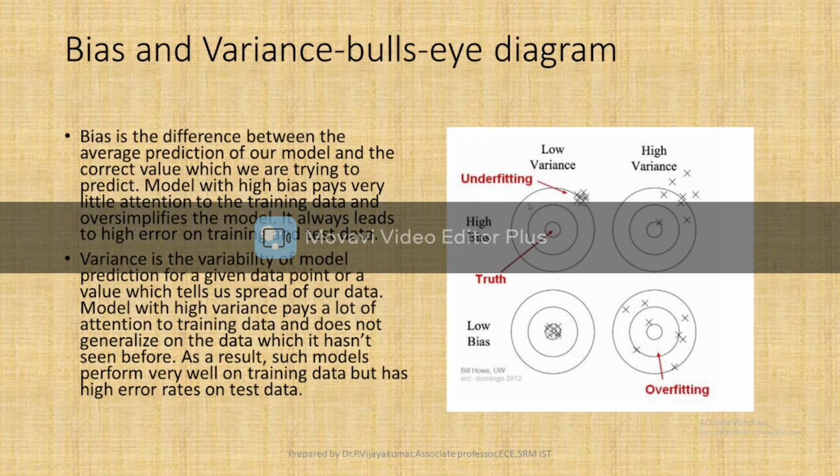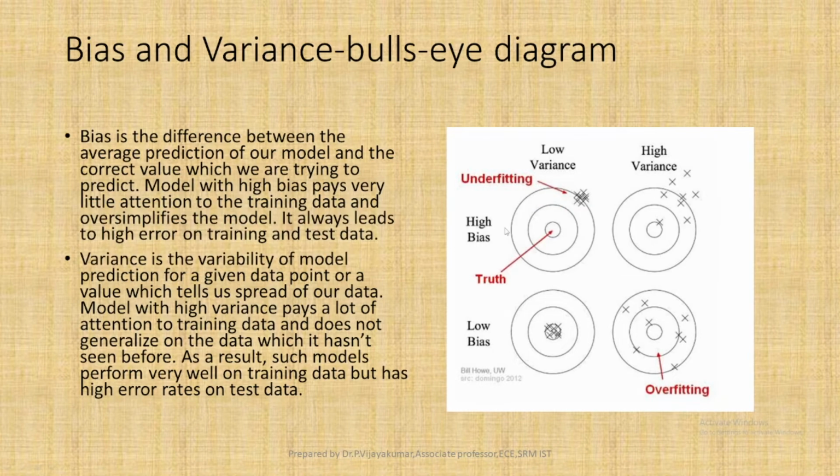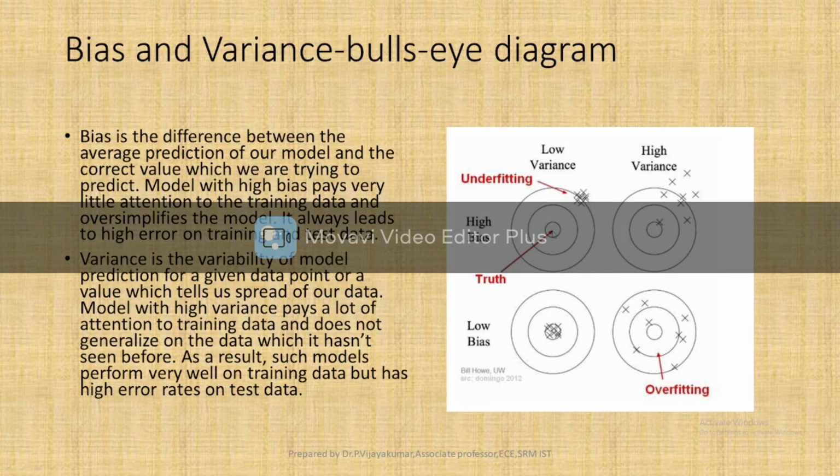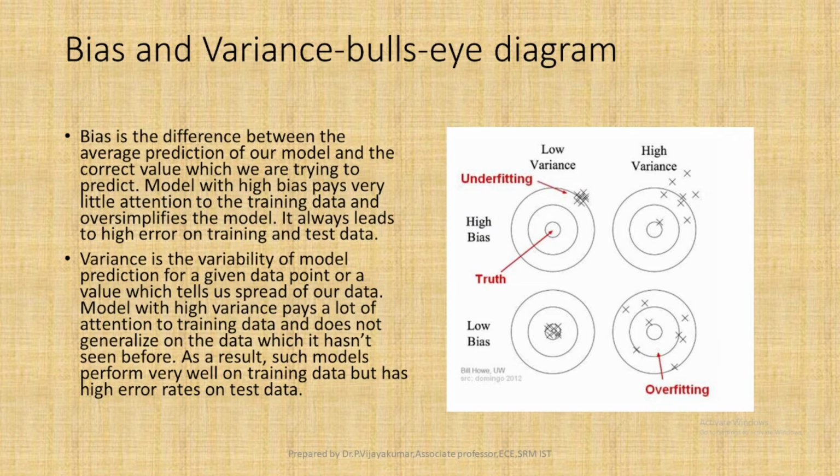topmost quadrant has low variance, high bias. In the low variance, high bias case, the model underfits. Because of high bias, you see the truth value available here, but your predicted or classified value is going to be here. It will underfit the model.